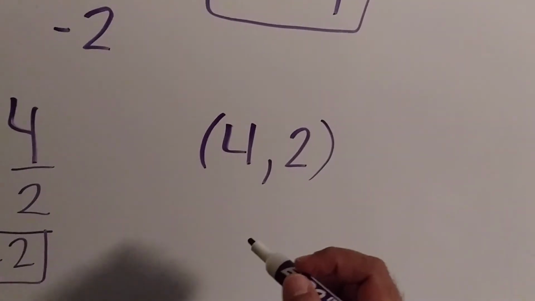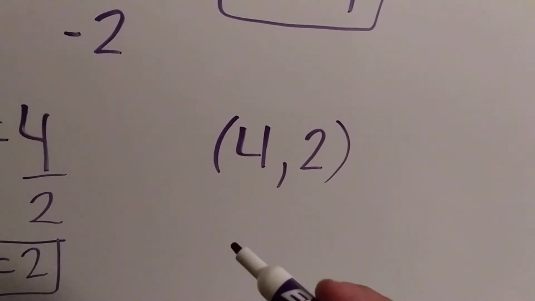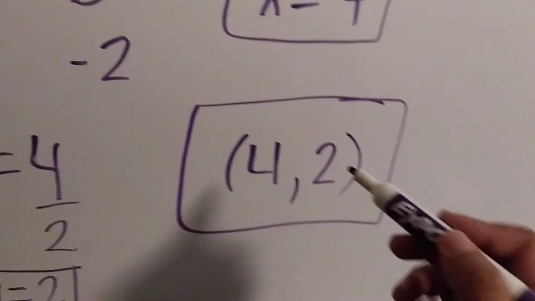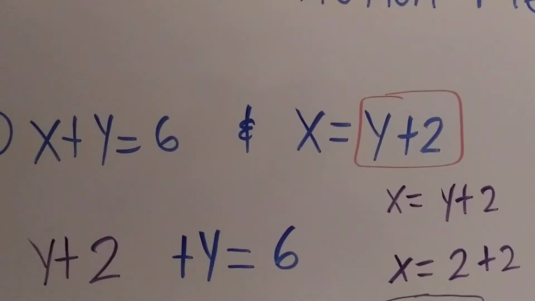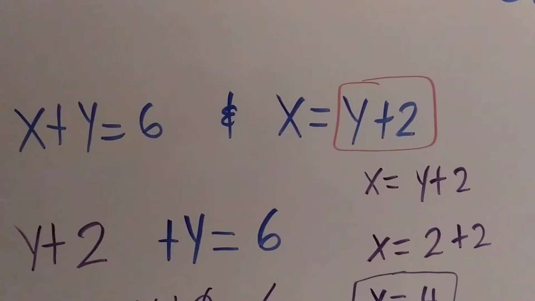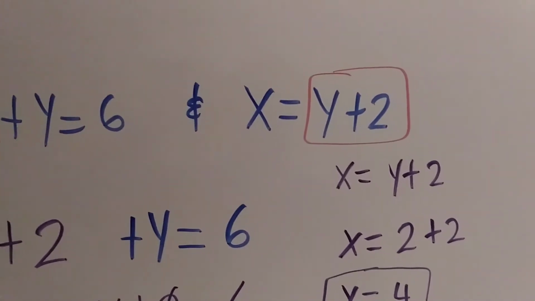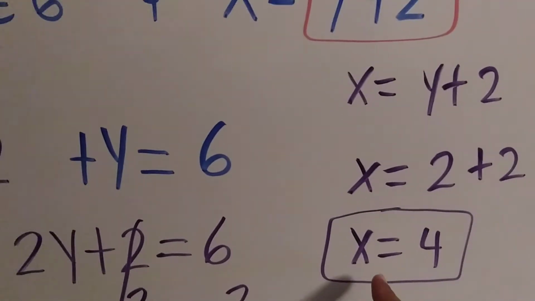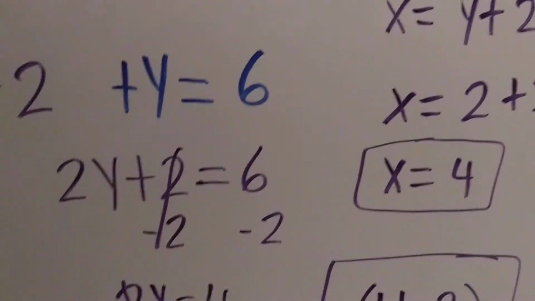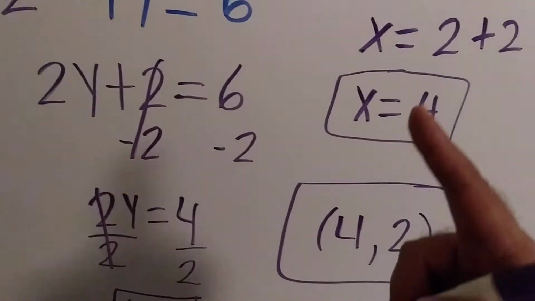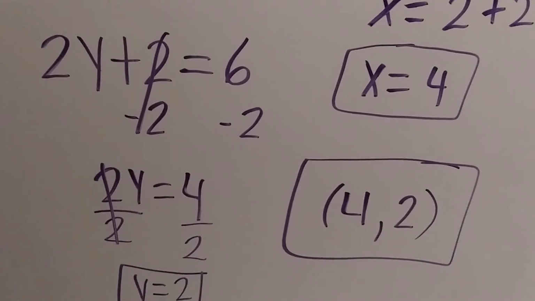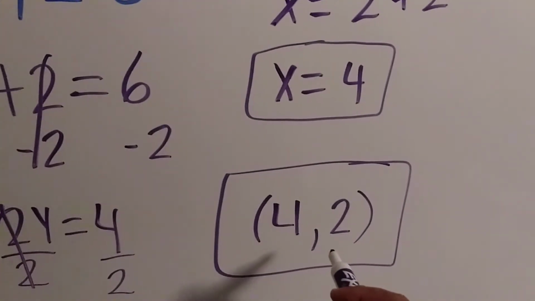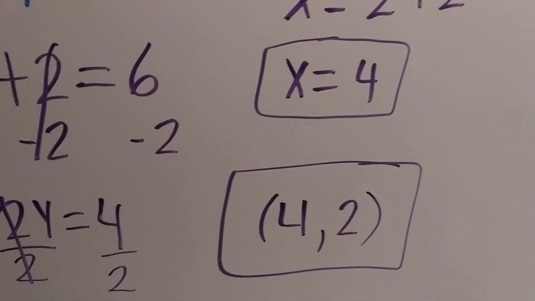Right? You put it in parentheses, such as the way that you write ordered pairs. And this would be our solution for that system of equations, x plus y equals 6 and x equals y plus 2. If for your answer you give me x equals 4 and y equals 2, yeah, you're right. Y equals 2 and x equals 4 are the components of the solution, but the best answer is in the form of an ordered pair, (4, 2).